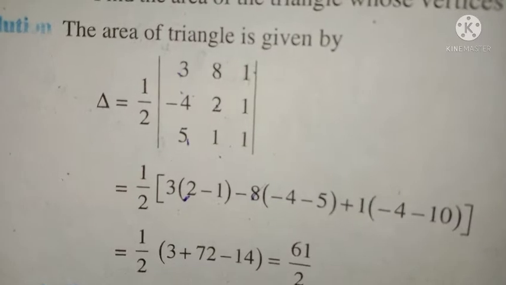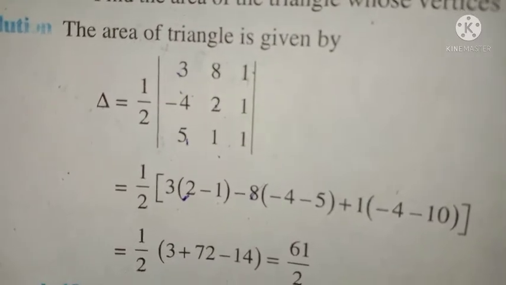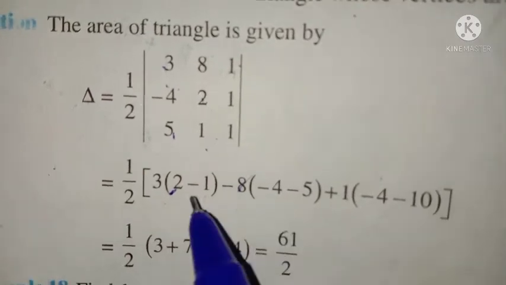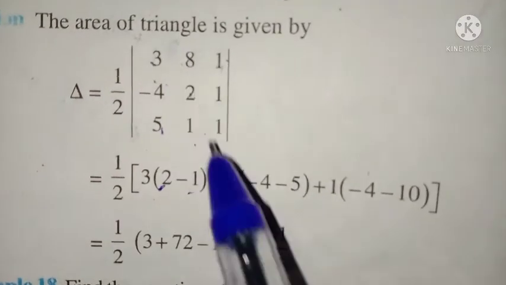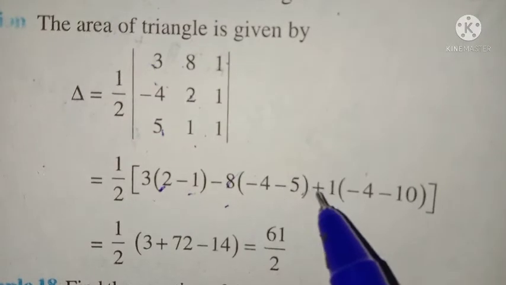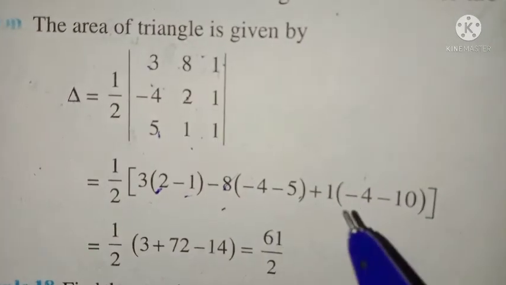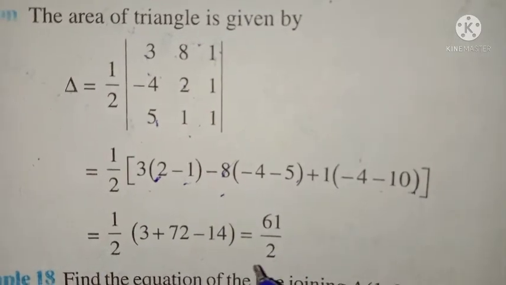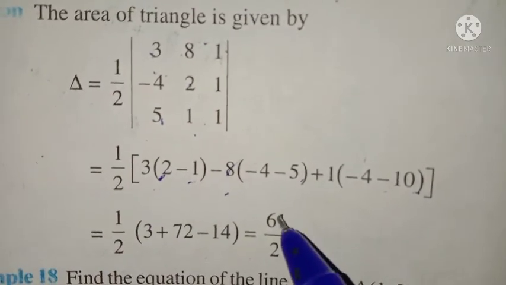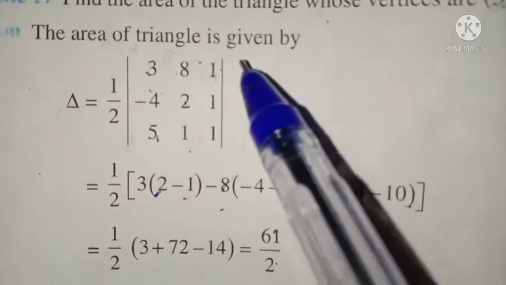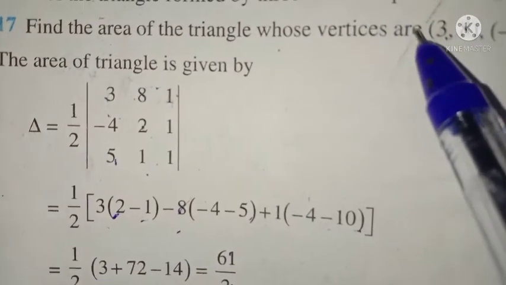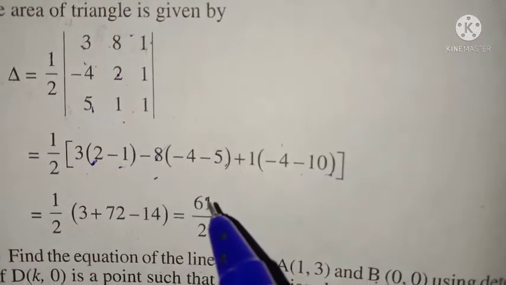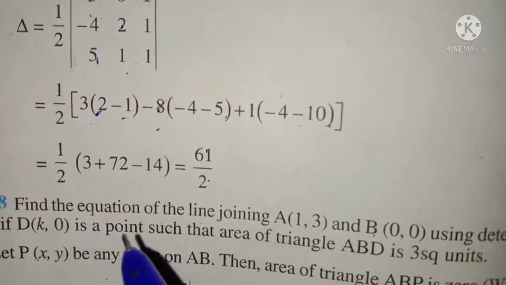Next find the determinant. Expanding along the first row we get 1 by 2 into [3 into (2 minus 1) minus 8 into (minus 4 minus 5) plus 1 into (minus 4 minus 10)]. On simplification we can see that it is equal to 61 by 2. So the area of the triangle whose vertices are (3, 8), (minus 4, 2) and (5, 1) is 61 by 2.